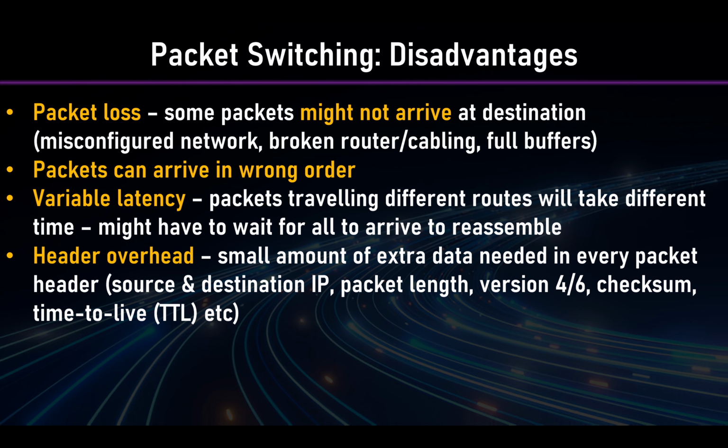Header overhead, so a small amount of extra data is needed in every packet. In every packet header, for IP, there's going to be the source and destination IP. It's also going to be the packet length, just checking you've actually got all of the data. There's also going to be a version number, so whether it's IP version 4 or IP version 6. There's going to be a checksum, which is basically used to verify the integrity of the data, checking it's not been corrupted. And something called the time to live.